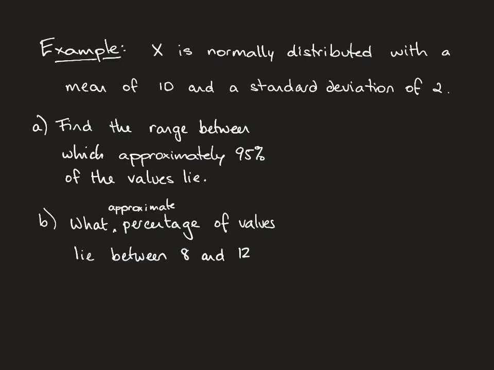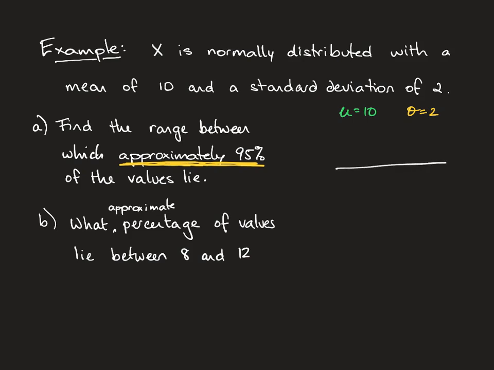So let's look at an example. X is normally distributed with a mean of 10 and a standard deviation of 2. Find the range between which approximately 95% of the values lie. Approximately 95%. So to contain 95% of the data, we have to go out from the mean 2 standard deviations.